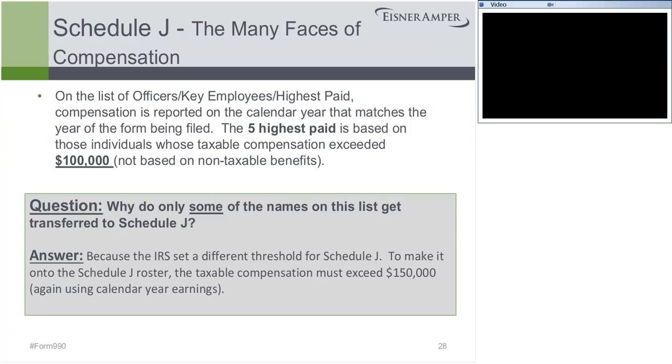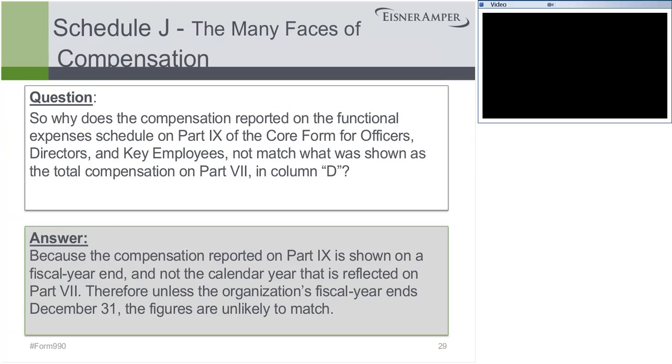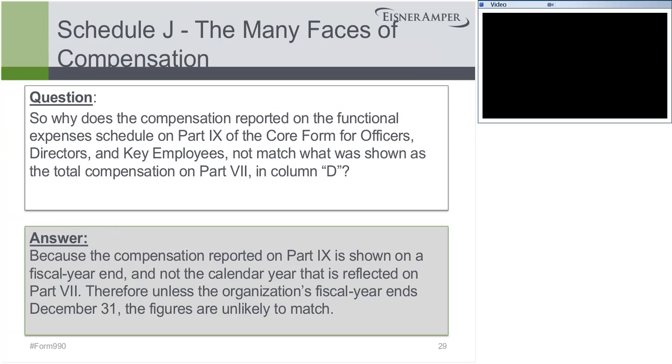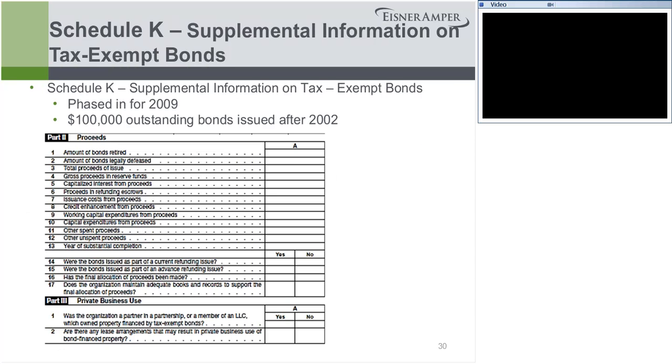Okay, so here again, the 5 highest paid I mentioned is going to be based on $100,000, and we already discussed the fact that the compensation thresholds are different. And again, we talked about the fact that the functional expenses are never going to match, or are very unlikely to match, Part 7, because the functional expenses may be on a fiscal year, and Part 7 is always going to be on a calendar year.